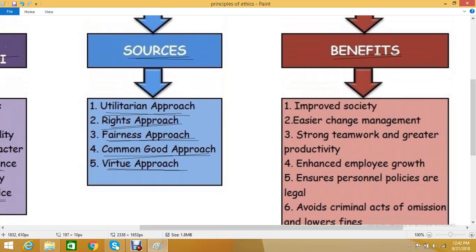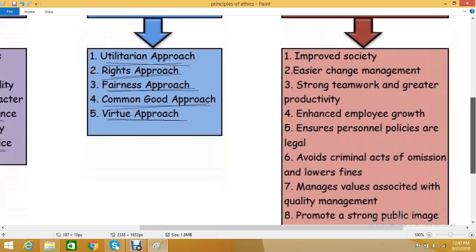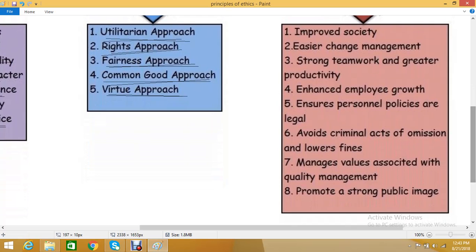You can see here, this is the column for benefits. So we are seeing what are the benefits if we use ethics in business. First one, improved society. It will help the improvement of society. Easier change of management. It will change management easily. Strong teamwork and greater productivity. If the teamwork is strong, obviously the productivity will be greater. If you utilize business ethics, these benefits will be gained. Enhanced employee growth. Obviously employee growth will be more.